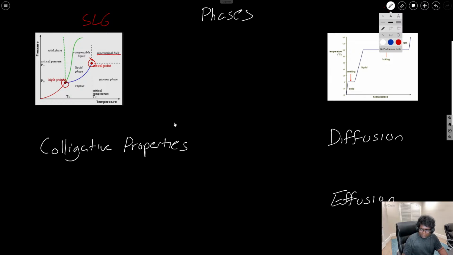Now, let's talk about... Do I want to move forward to this phase diagram, or should I go to colligative properties? I'll do colligative properties. So freezing point depression and boiling point elevation.